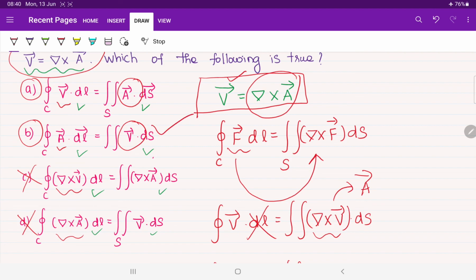So always we have to be conscious. The questions are very easy, but it is very important to learn how to apply our theorems. This is all for this lecture.